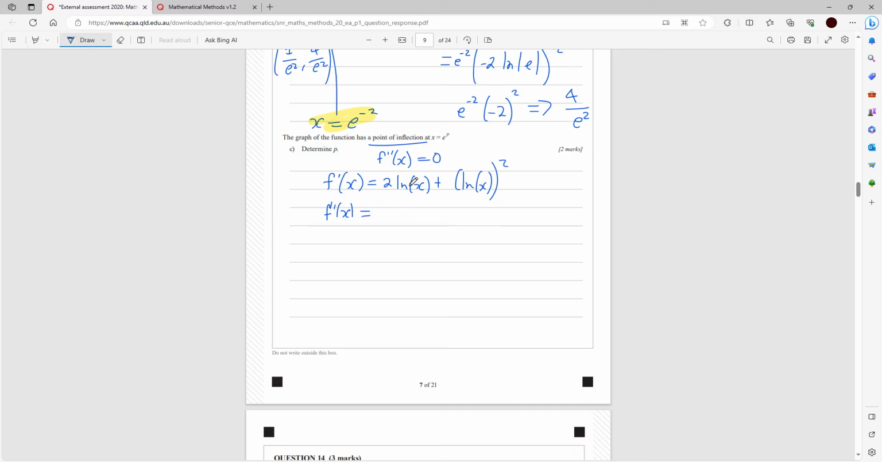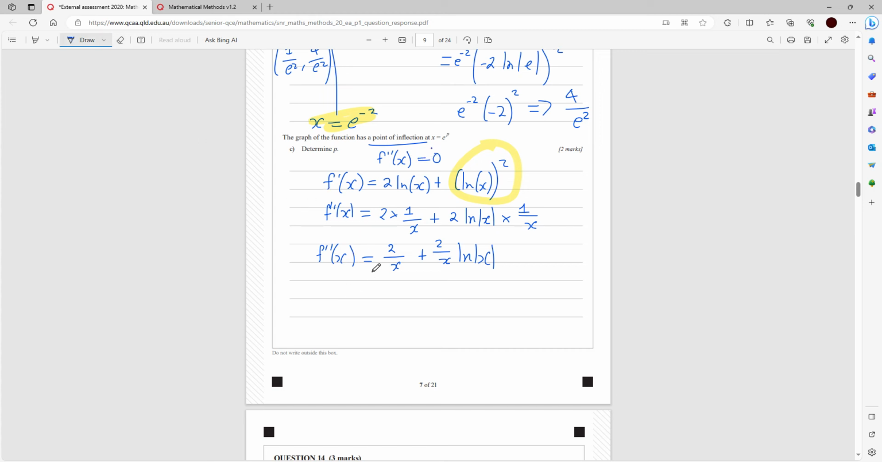Again, now f double dash. I don't need to differentiate the constant, just the function here. So I'll have 2 times 1 on x plus, if I differentiate this term here, I need to use the chain rule. So bring the 2 down the front, 2 natural log of x times the derivative of natural log, which is 1 over x. So f double dash of x is 2 on x plus 2 on x natural log of x.